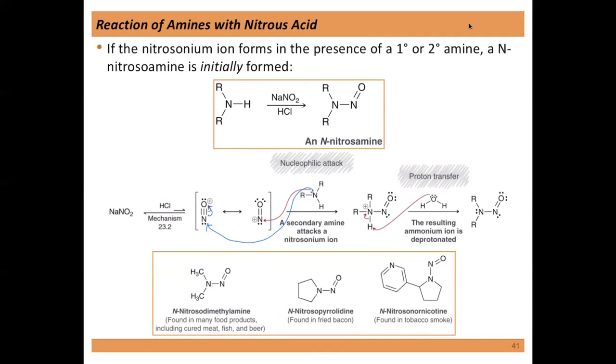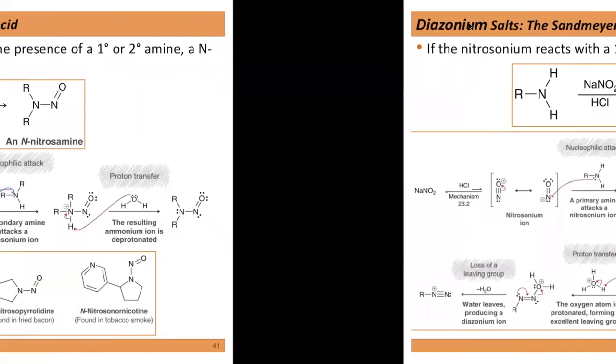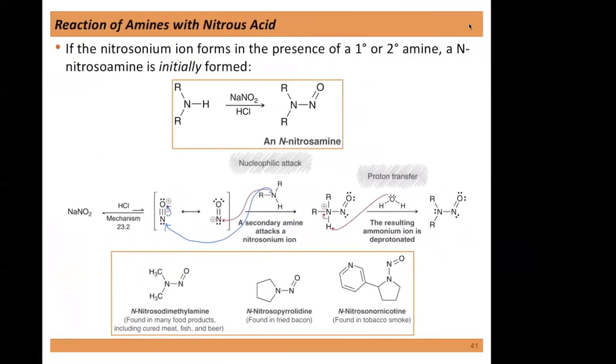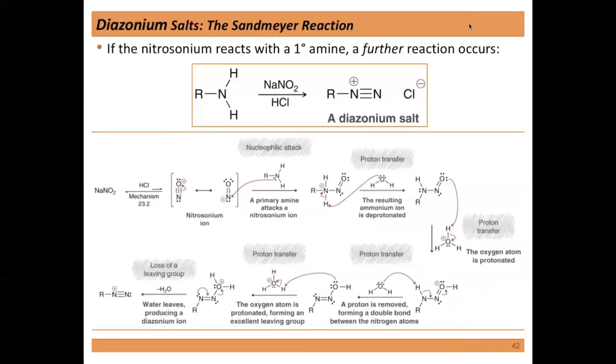So that's why they tell you to limit the amount of fried foods. And again, why hot dogs advertise that they're nitrite free. So that's if you have secondary amines, we end up with these N-nitrosamines. Okay, now primary amines initially give you an N-nitrosamine, but then they undergo a further reaction.